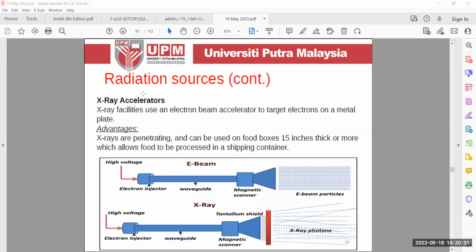Another source is what we call the X-ray. Basically, from e-beam, you can turn it into X-ray form. The advantage of X-rays is that they are penetrating and can be used on food boxes 15 inches thick or more, which allows food to be processed in a shipping container. So this is what the e-beam looks like. You would have very homogeneous e-beam particles in comparison to the X-ray, but the X-ray can penetrate much thicker food products.